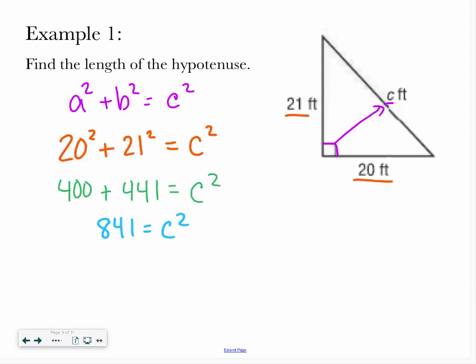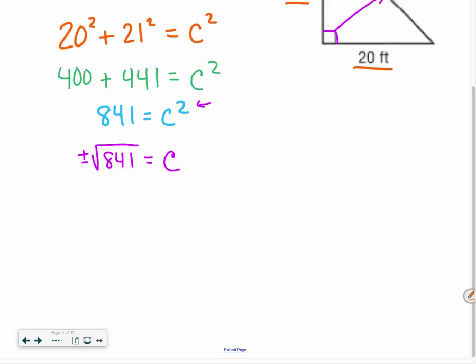And just last week we were talking about how we solve something when it has that squared. How do we undo that square? We take the square root of both sides. So I have the square root, don't forget your plus or minus, of 841 equals C, because I undid that square with the square root. If I calculate the square root of 841, I'm left with 29. Technically you're supposed to carry down that plus or minus. But let's think about it: does it make sense to have a positive 29? Yes, because we're talking distance on a triangle, so a positive 29 answer is okay.